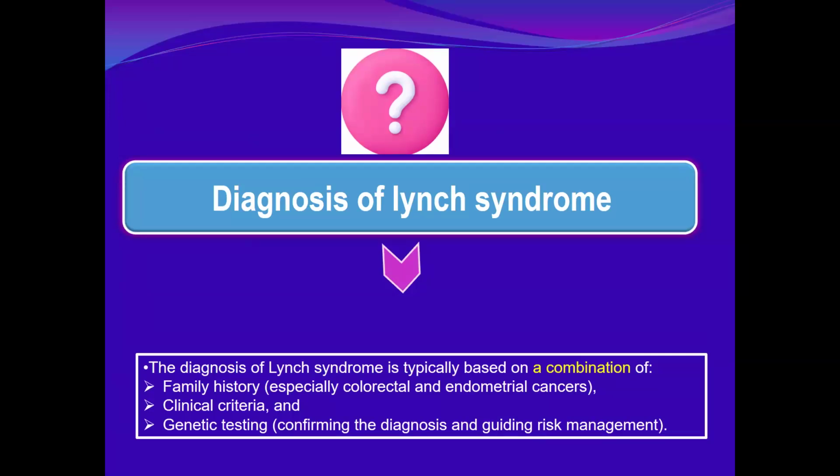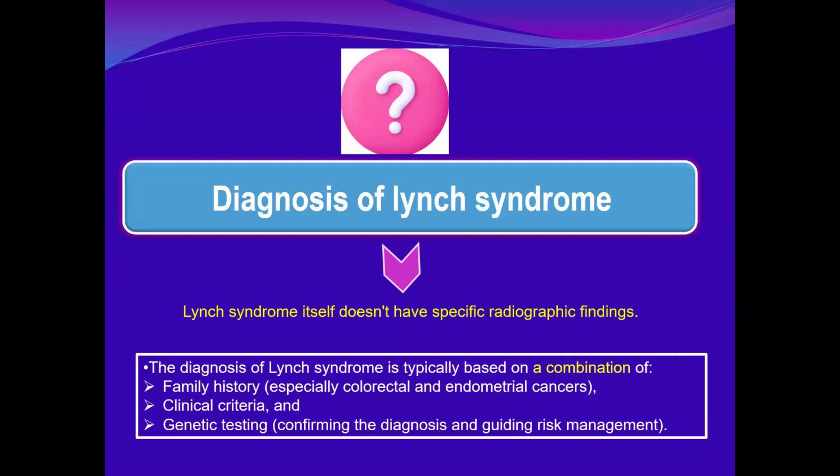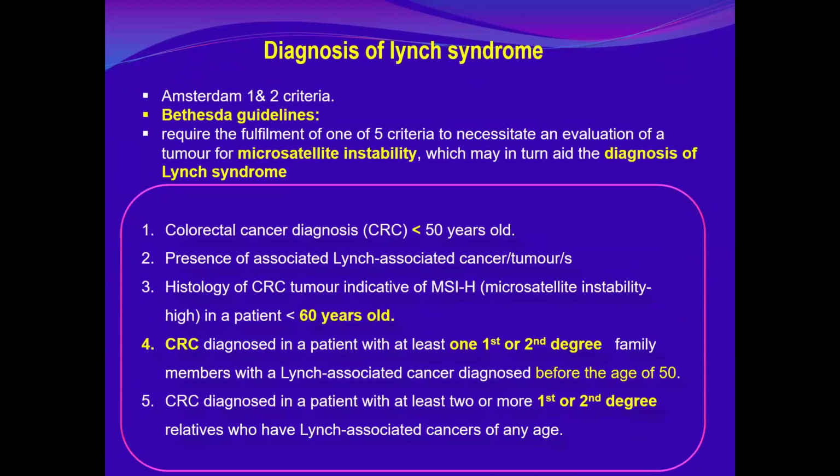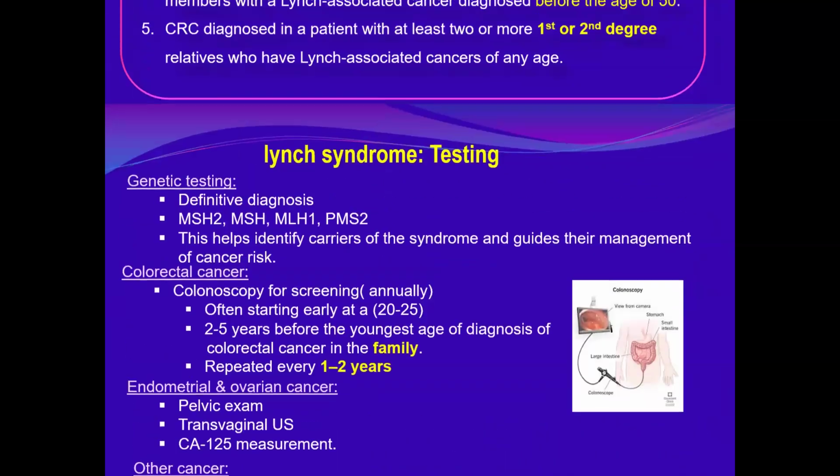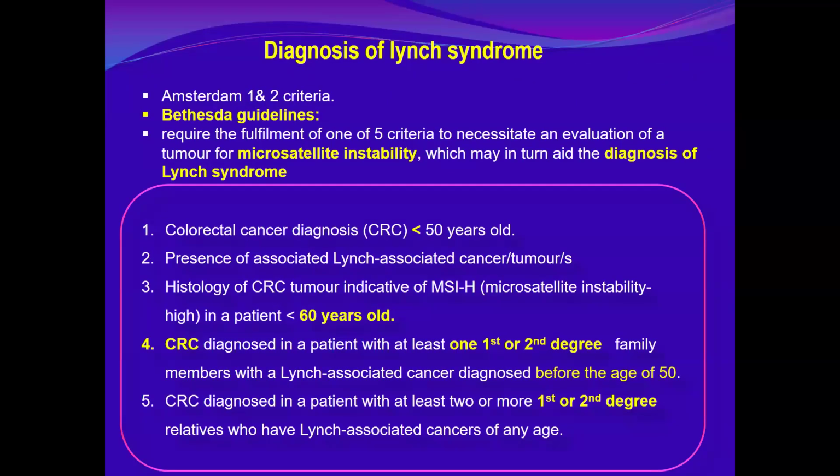A combination of family history, clinical criteria, and genetic testing confirms the diagnosis, and like sporadic cancers, imaging can play a role in such cases. For the diagnosis, there are many clinical criteria to select patients that might have Lynch syndrome for further genetic testing: the Amsterdam 1 and 2 criteria, and the Bethesda guidelines. The Bethesda guidelines are seen here.